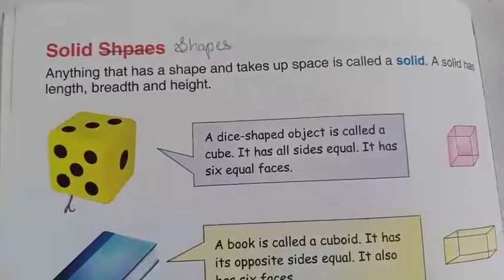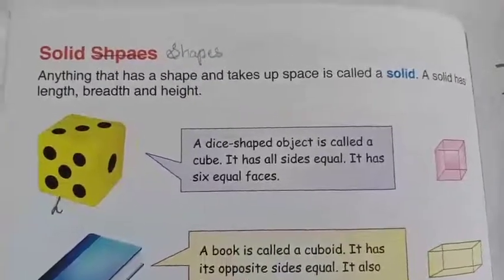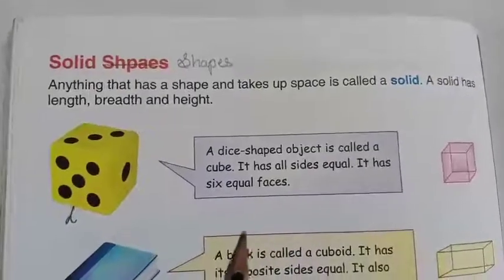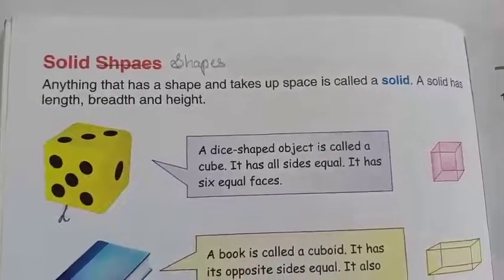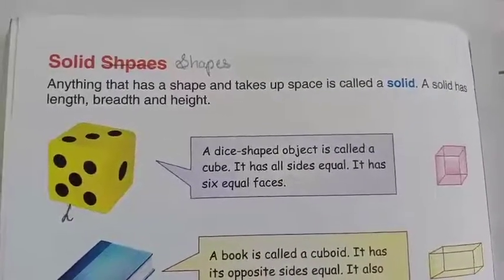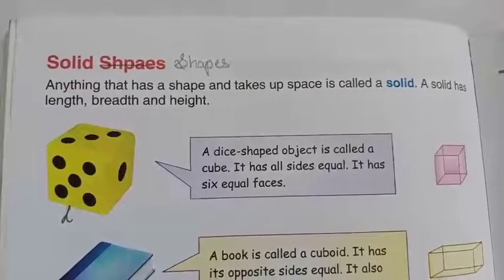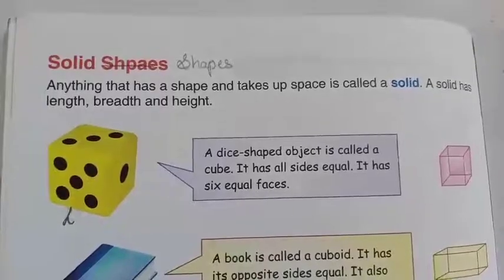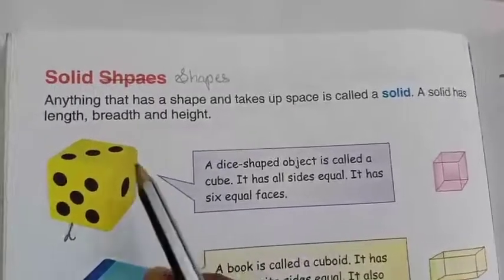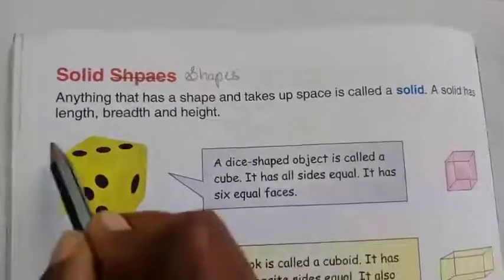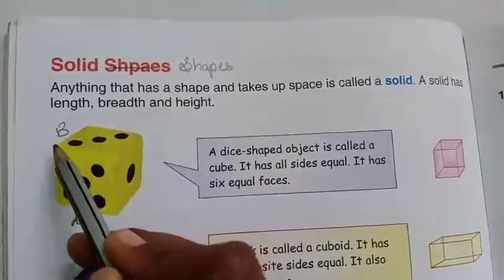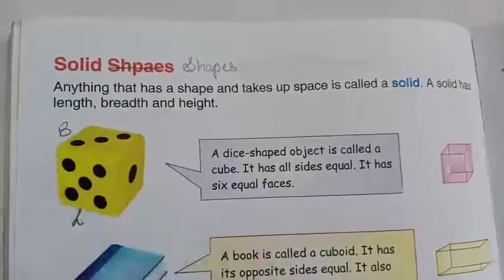Now what is meant by breadth? B-R-E-A-D-T-H, breadth. So the distance or measurement from side to side. A distance or measurement from side to side of something is called what, children? Breadth. Okay, so we can write here B, from side to side. Got it? This is what we call breadth.